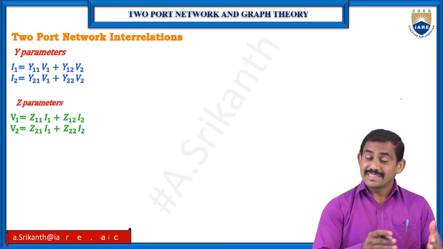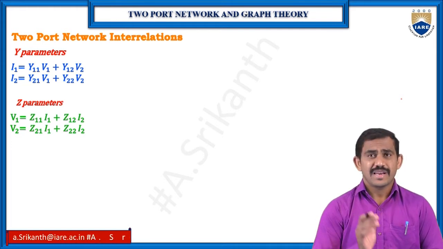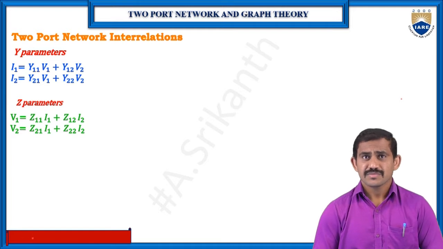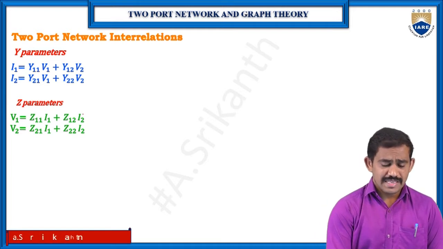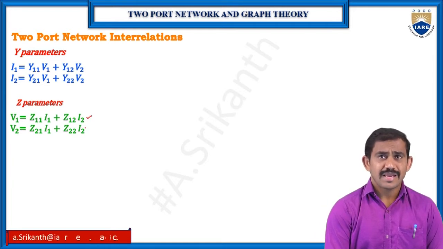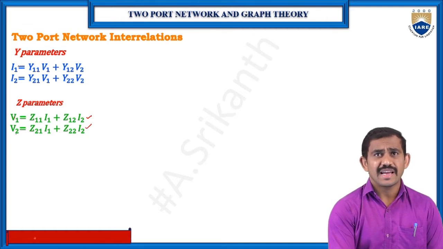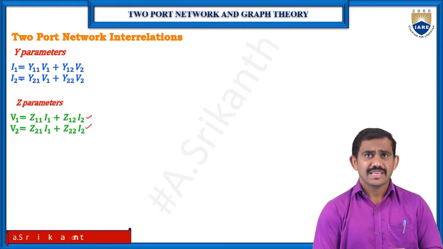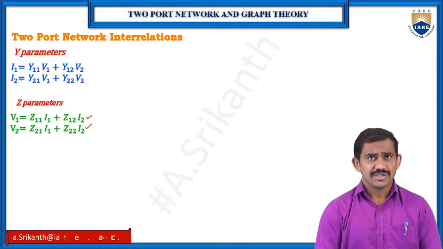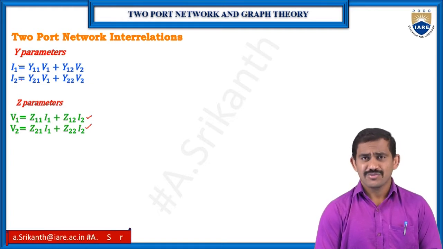Now I know the z parameters and I want to find out the y parameters. It's the reverse. Now I have the same z parameters, v1 and v2. I want to write in the form of i1 and i2. So I have the z parameters in the form of v1 and v2, and I want to find out the i1 and i2 form.